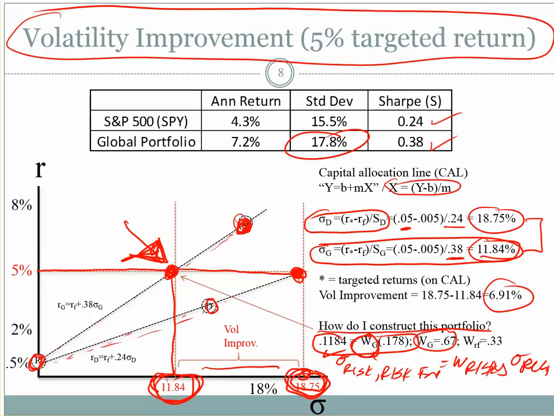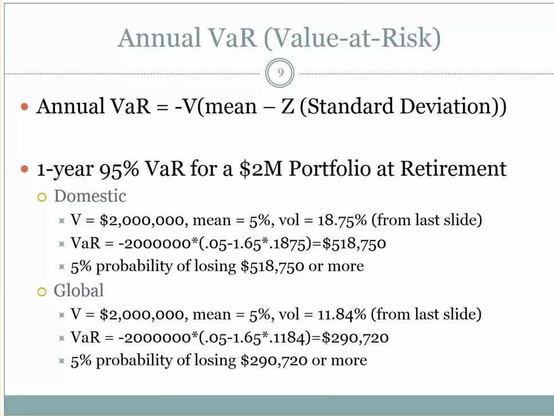So in this example, we're able to reduce our volatility from 18.75% to 11.84% and keep an expected return of 5%. So let's see what that means in terms of value at risk. So value at risk is like cash flow at risk and earnings at risk. It tells you with some confidence interval what your exposure is, how much you could lose.